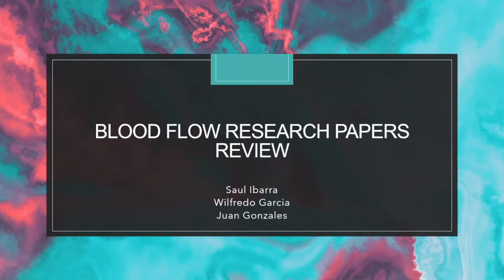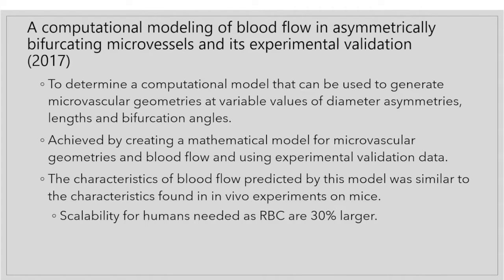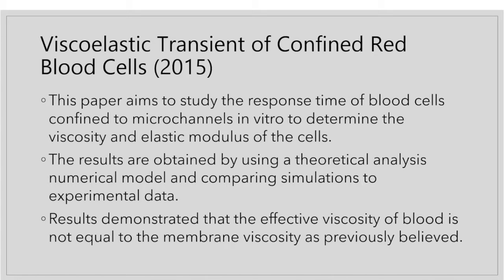flow research papers. The first paper was on a computational model of blood flow. This paper aimed to determine a computational model that could be used to generate microvascular geometries. This was achieved by creating a mathematical model for microvascular geometries and blood flow. The characteristics of blood flow predicted by the model were similar to those found in experiments on mice. However, there was a scalability concern as humans have red blood cells that are 30 times larger than those of mice.